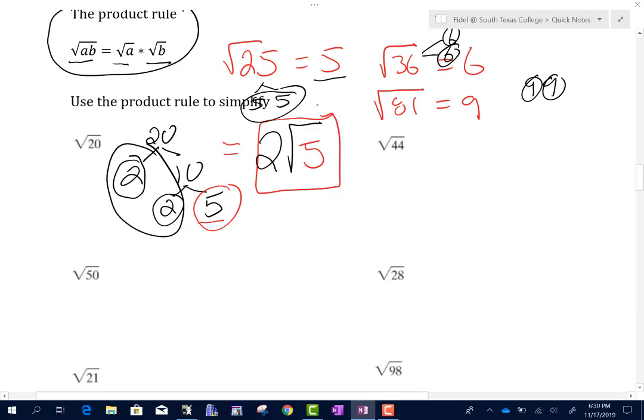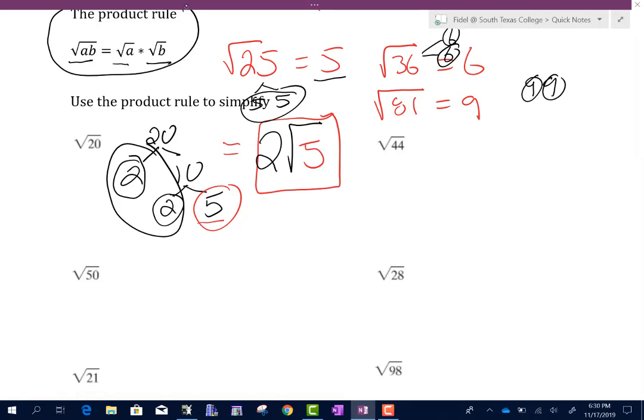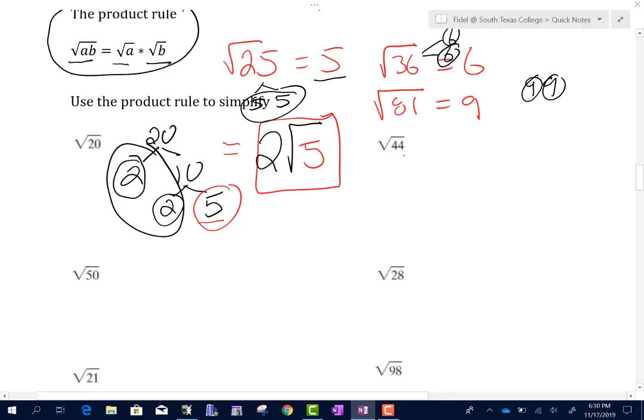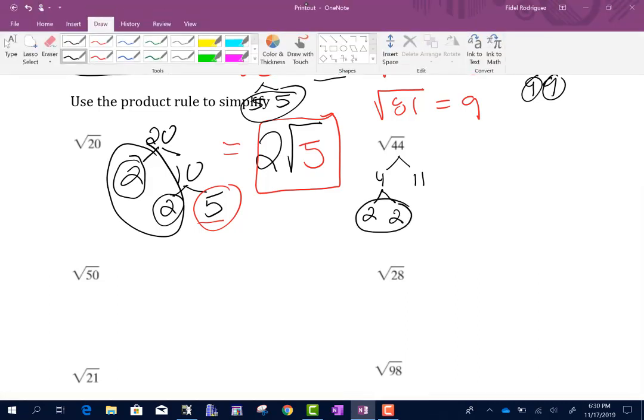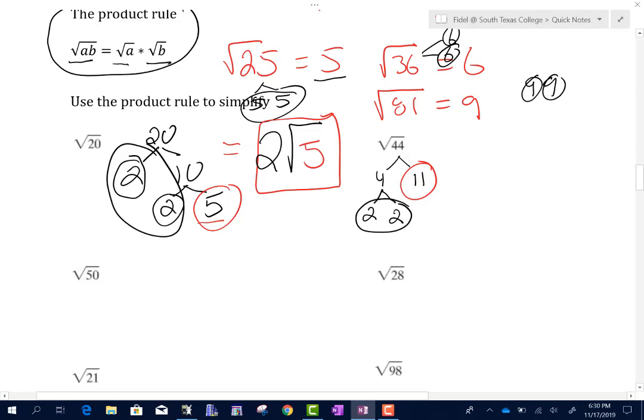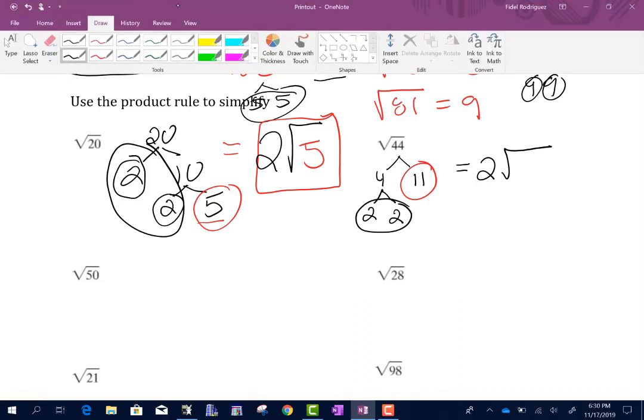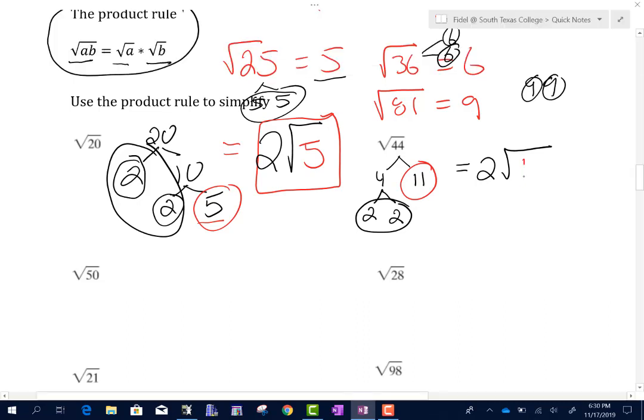Okay. Let's see if we can do the same thing for our number 44. Okay, so 44, I'm going to think of that as, say, 4 times 11. And then 4 is 2 and 2. So look what we have. We have a pair of 2s, and we only have one 11, right? So the number that's going to come outside is the one that I have a pair of, which is the number 2. The number that's going to stay on the inside is the 11 because there was only one of those. And we stop right there.